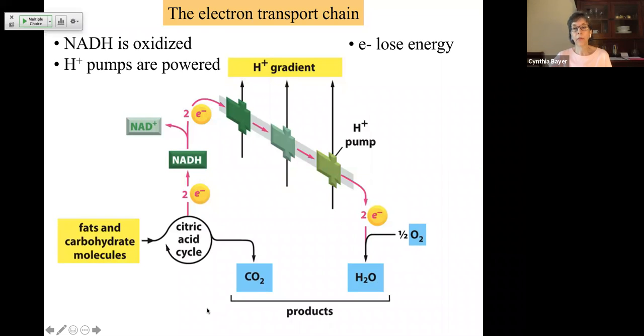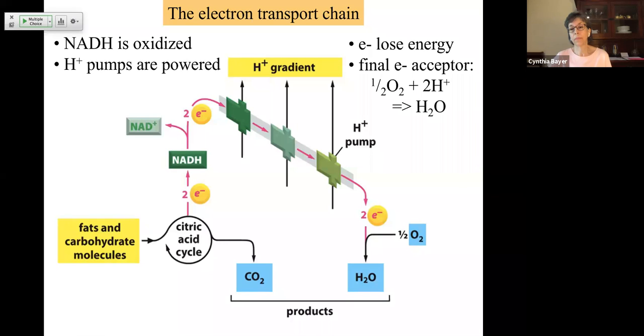And so when we look at it this way, reminding ourselves that a byproduct of cell respiration is water, that H2O is formed by oxygen accepting electrons that have been transferred through the electron transport chain, combining with protons to produce H2O. So remember our overall equation of cell respiration. We start with our sugar plus oxygen, right?